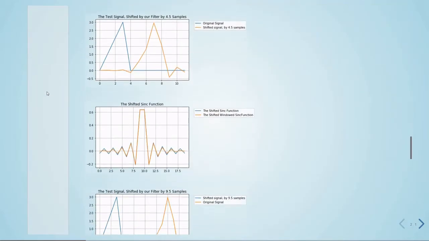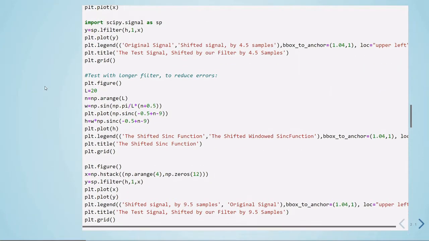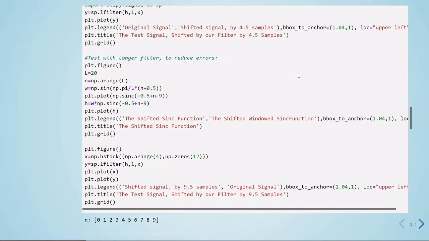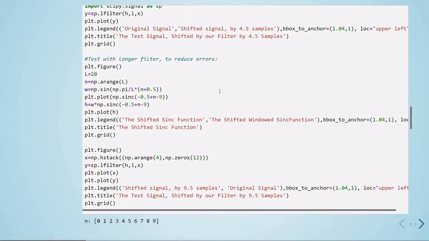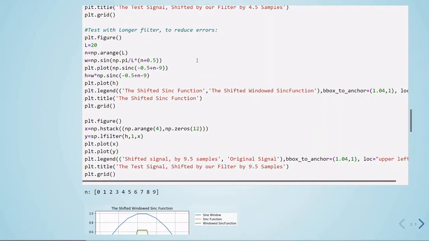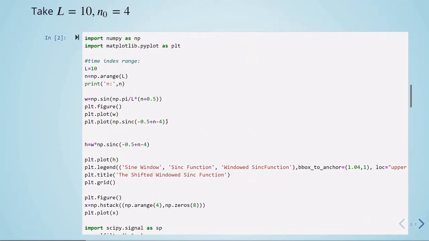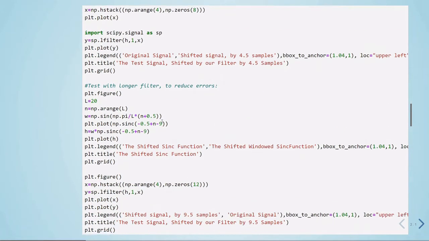So what we can do, we can also test with a longer filter to reduce these errors. So this is what we're doing the next step. Instead of using a window length of 10, we'll use a window length of 20. So again, our sine window here, but with the new length, our sinc function here, and now instead of 4, we need to give a shift of 9, and this is what we're doing here.